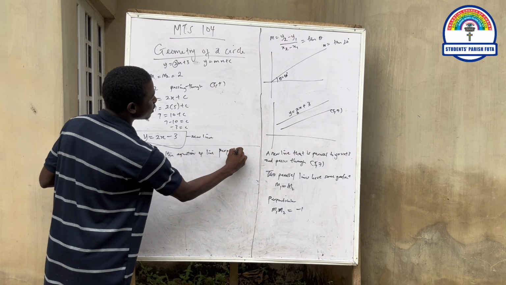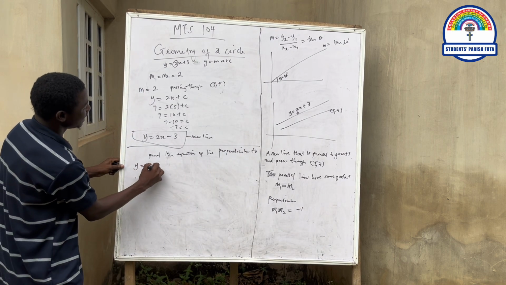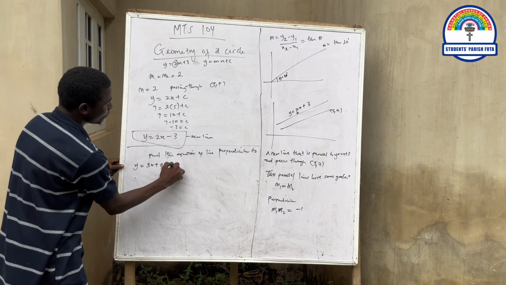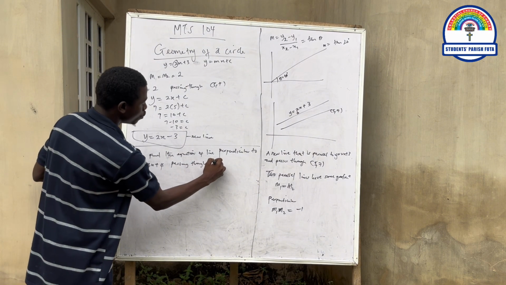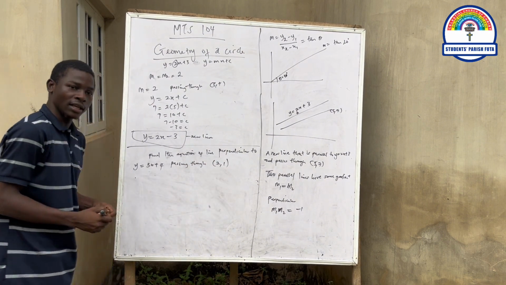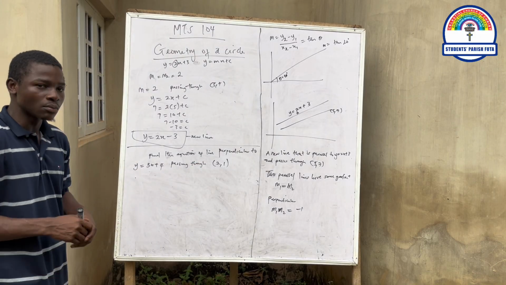Now let's assume the question says find the equation of a line perpendicular to y equals 3x plus 4, passing through (2, 1). So this question is saying that find a line that is perpendicular to 3x plus 4.